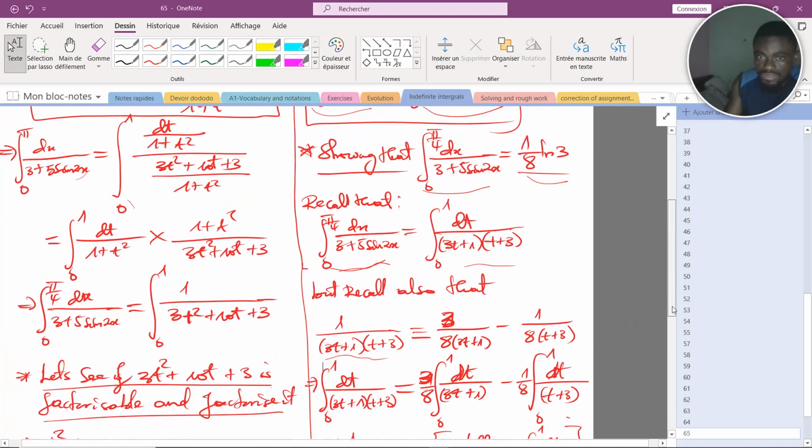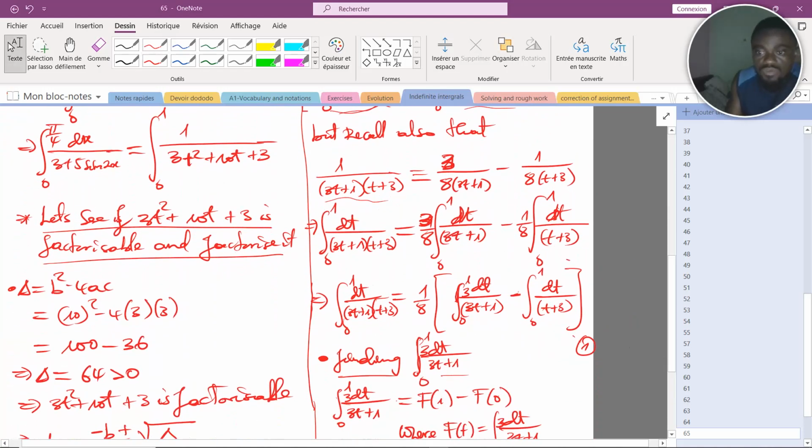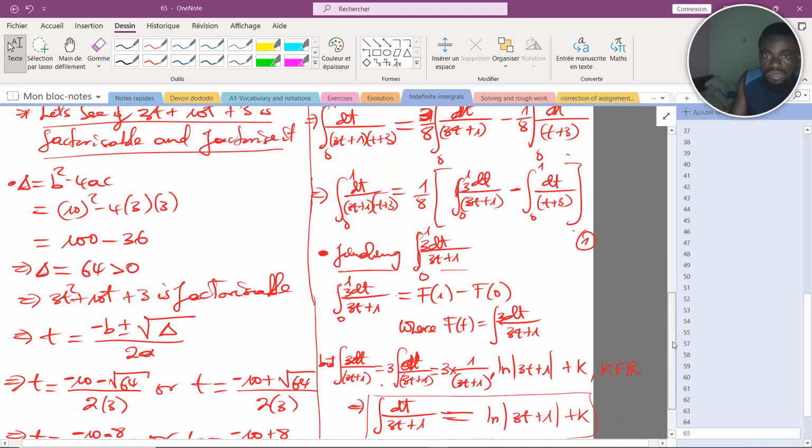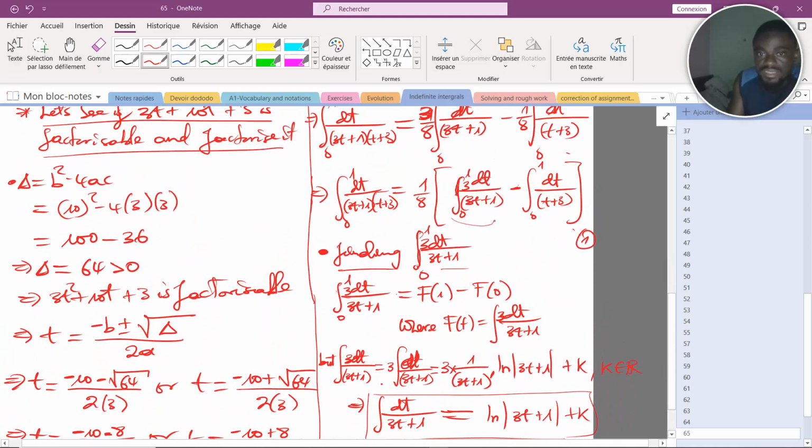Let me drop this down. Okay, now from here, when you look at this, I have 1 on 8 which is common here. I'll factorize 1 on 8. This will be equal to 1 on 8 times the integral from 0 to 1 of 3 dt all over 3t plus 1, minus the integral from 0 to 1 of dt all over t plus 3. Is that okay? Okay, perfect. Let me go down. Now let's first find this integral. I called this whole thing equation 1. Let's find this integral and this integral. From there we shall come and substitute the answer here and calculate.